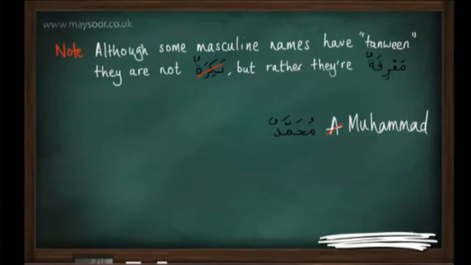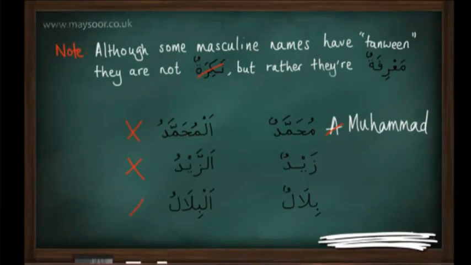We just say Muhammad, and it would be incorrect to say Al-Muhammadu. Likewise, we say Zaydun, and it would be incorrect to translate this name as A Zayd. We just say Zayd. Similarly, we do not say Az-Zaydu. And finally, we say Bilalun, but we do not translate this word as A Bilal. We just say Bilal, and it would be incorrect to say Al-Bilalu. So we don't say the Muhammad, and we don't say the Zayd, and we don't say the Bilal.